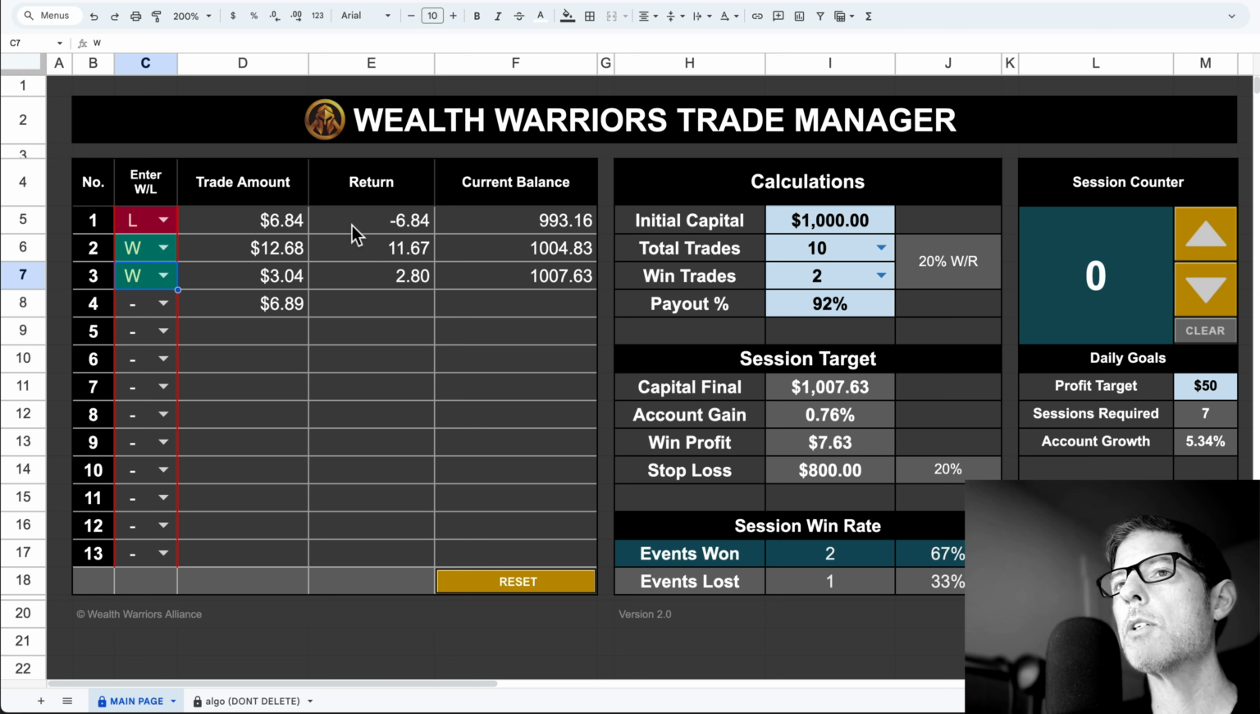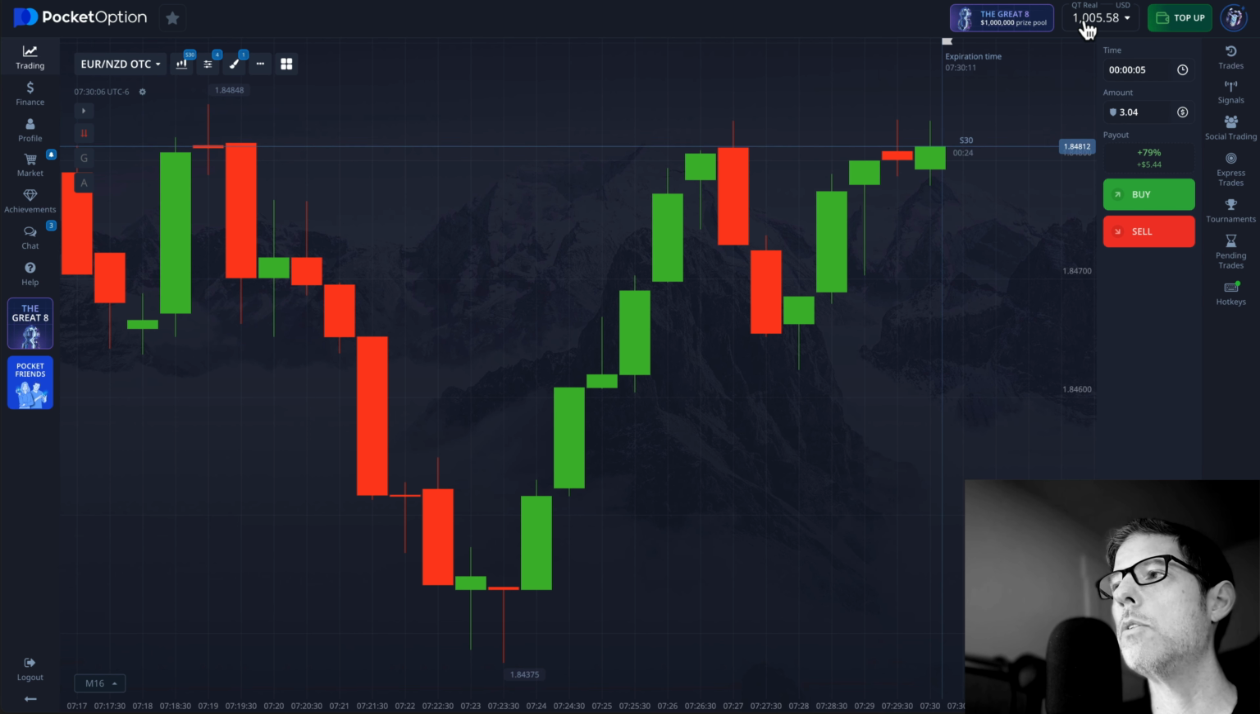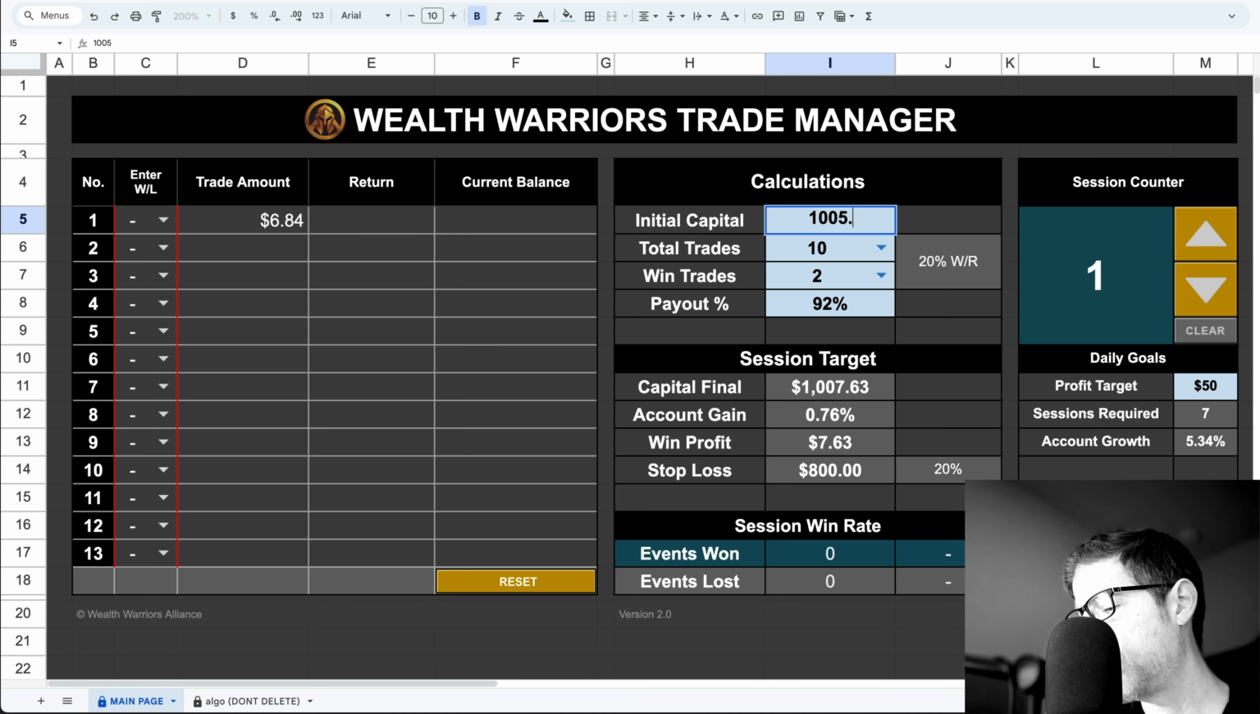But with the trade manager, once we meet the win trades that we have selected over here in the options, which for us is 2, that means we must only win 2 trades. That's it. Once that happens, we can reset the trade manager, add another completed session to the session counter, and then go over to Pocket Option. We look at our new balance, which is 1,558, and we enter that in.